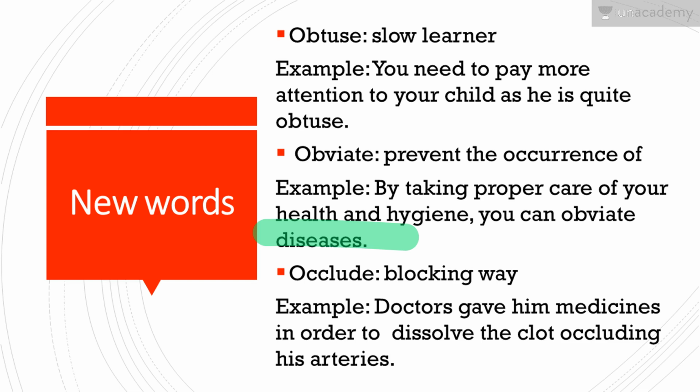Next is occlude, which means blocking way. Example, doctors gave him medicines in order to dissolve the clot occluding his arteries. So, sometimes we have seen in some cases that the flow of blood in arteries gets blocked due to some blood clots which gets collected there. So, the meaning of the sentence is, doctors gave him medicines in order to dissolve the clot which is blocking the way in his arteries, or blocking the flow of blood in his arteries.